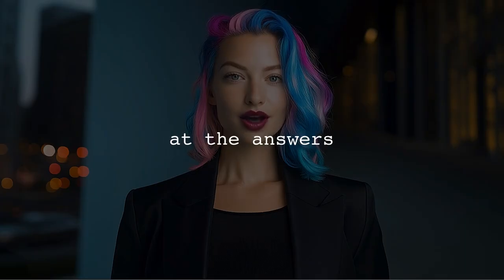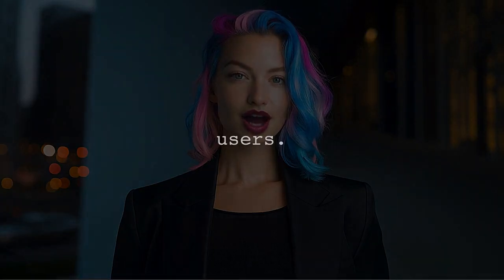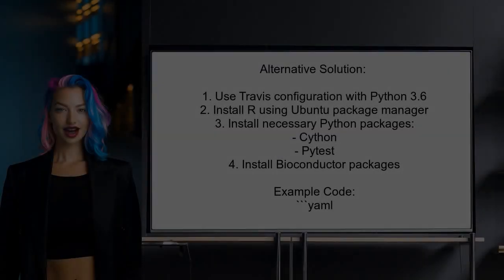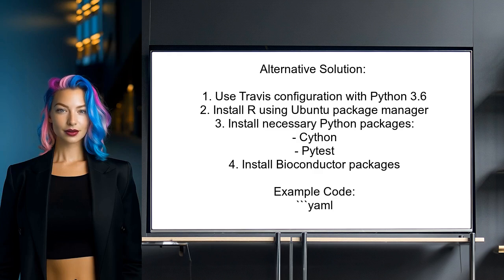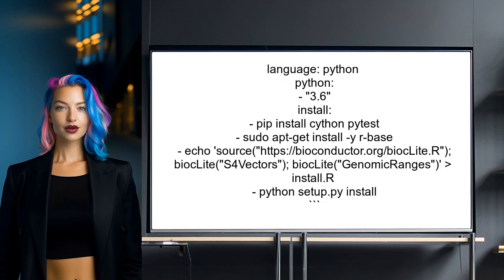Now, let's look at the answers provided by other users. An alternative approach shared by another user involves using a Travis configuration file that installs R through the Ubuntu Package Manager. They suggest specifying Python version 3.6 and installing necessary packages like Python and PyTest. Additionally, they include commands to install R and specific bioconductor packages.